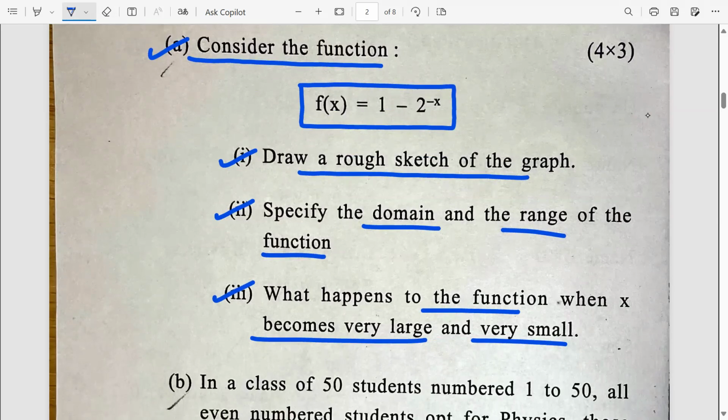When x becomes very large, that means when x tends to plus infinity, and when x becomes very small, I can say when x is tending to 0. Okay, so let's quickly solve this particular question. Let me come to the whiteboard.